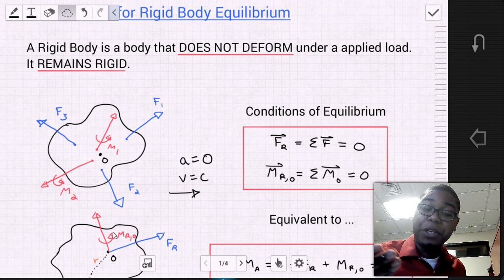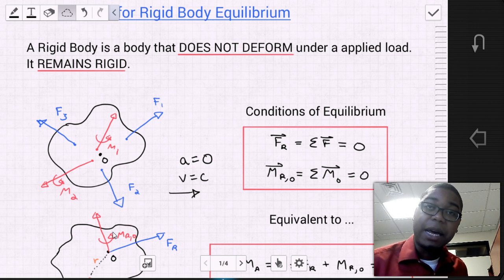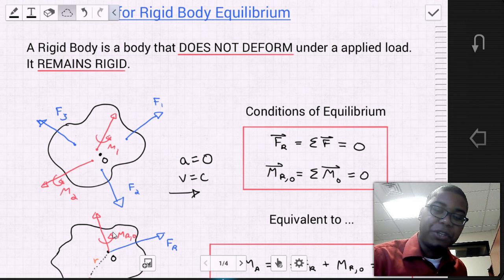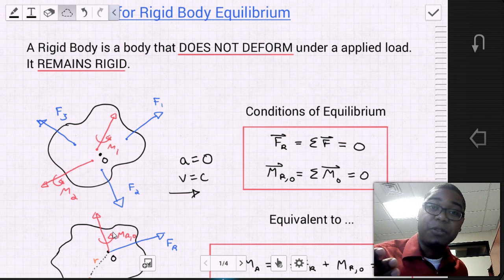Well, then the conditions for equilibrium will be that the resultant force, which is equal to the sum of the forces, is going to be equal to 0. It's also a requirement that the resultant moment about point O, which is equal to the sum of all of the moments, all the couple moments within the body, is going to be equal to 0. And these two equations are called our equations of equilibrium. These equations must be satisfied if we're assuming a body is a rigid body as well as a static body.